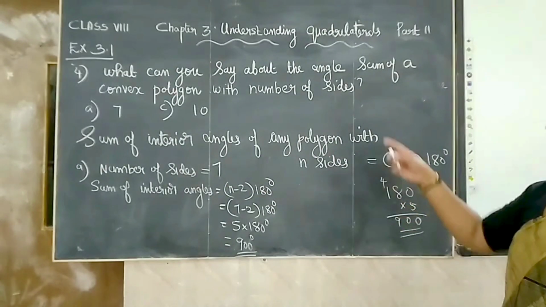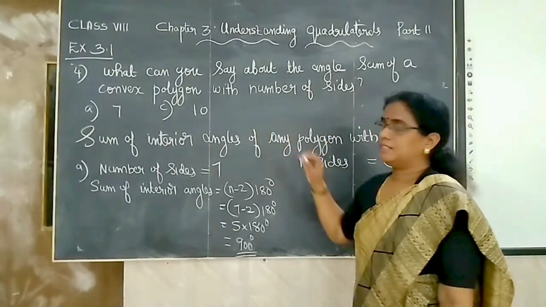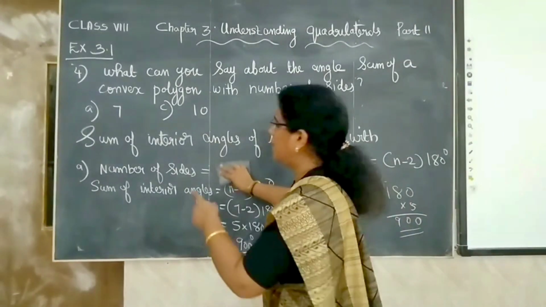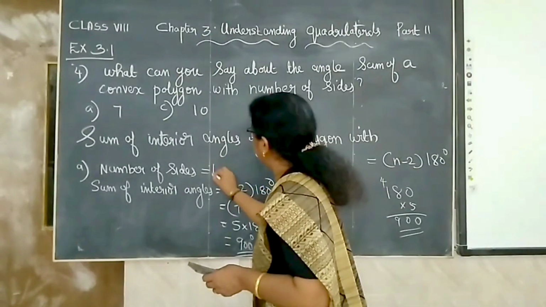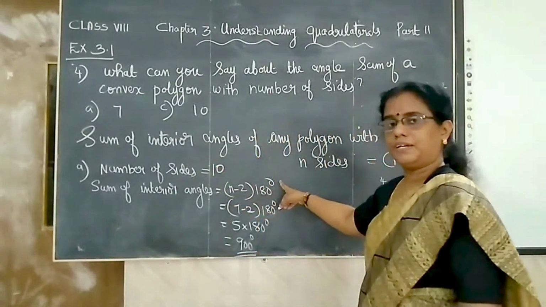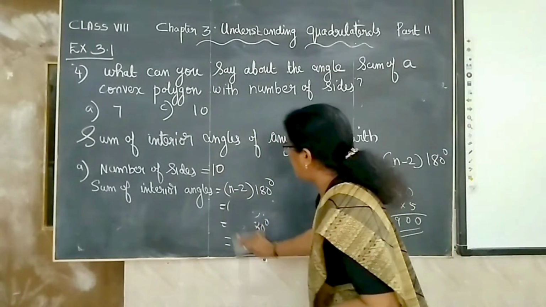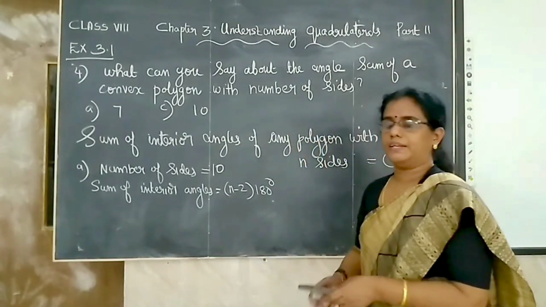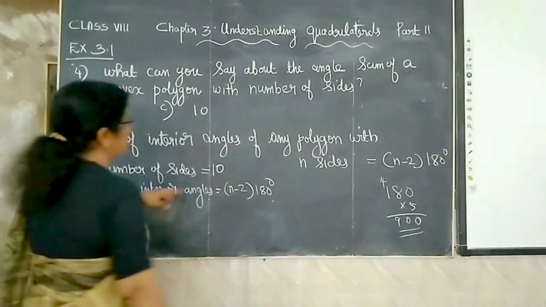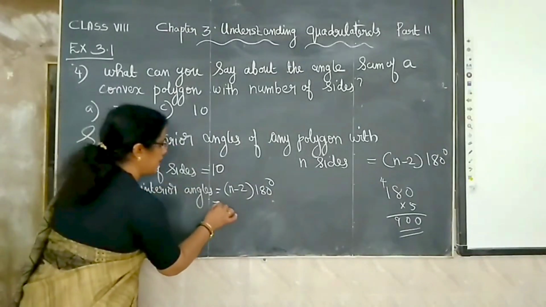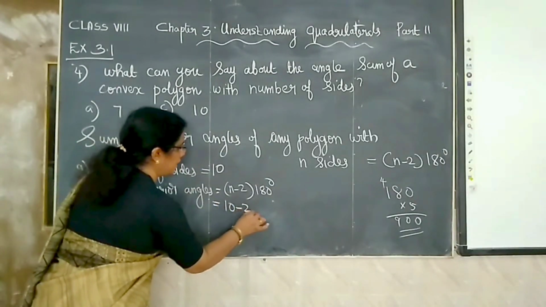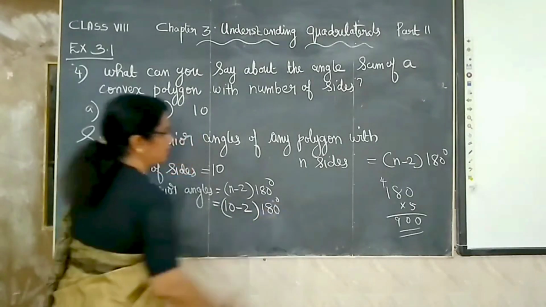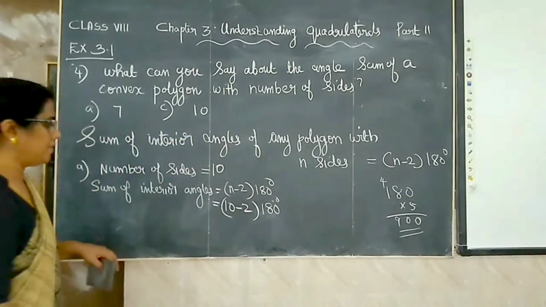Then after that we can discuss the second case, that is number of sides 10. So we change the number of sides to 10. The same equation we are applying here, (n minus 2) into 180. So here the number of sides is 10. Therefore (10 minus 2) multiplied by 180.